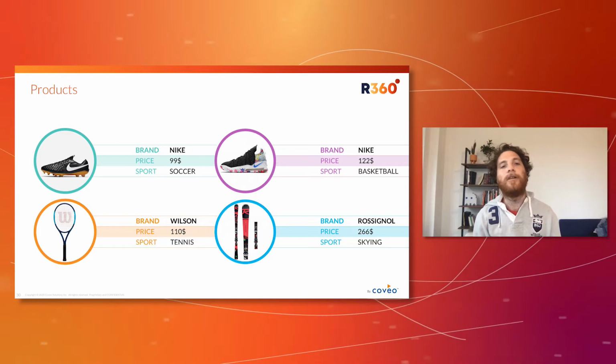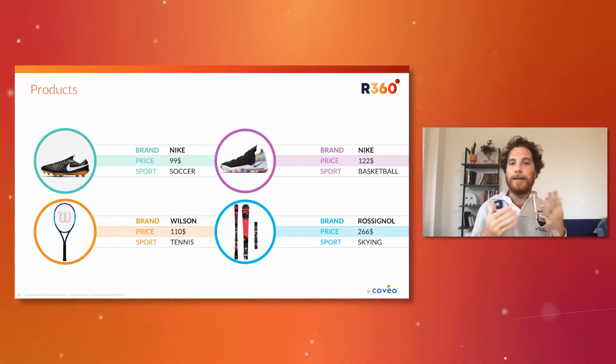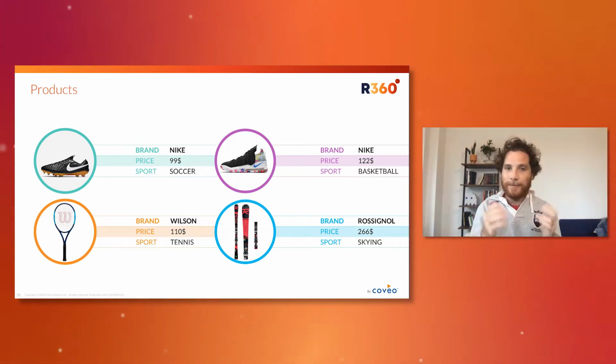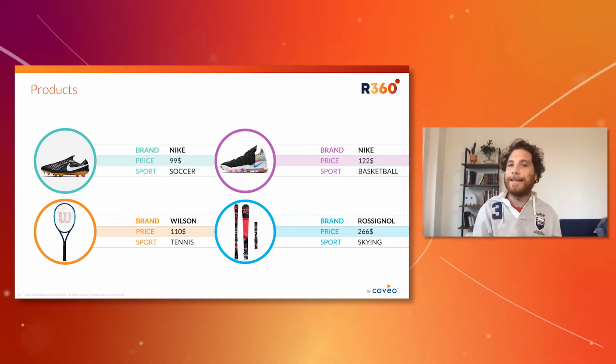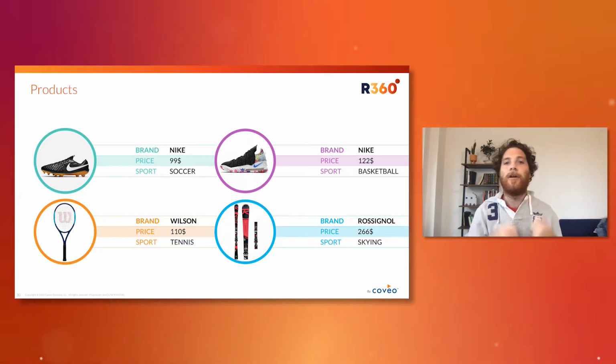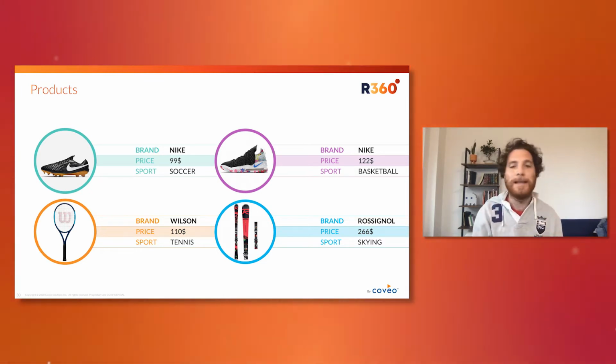The whole point of actually selling stuff online is to have products and people buying that. This is an example of a sport apparel retailer. He sells soccer stuff, basketball stuff, tennis rackets, skiing objects, and so on. And this is how products look like in a catalog to humans. It's basically a list of items with some metadata that we are all familiar with.